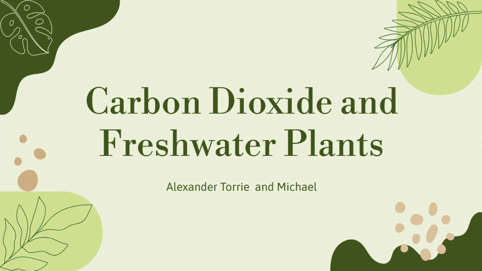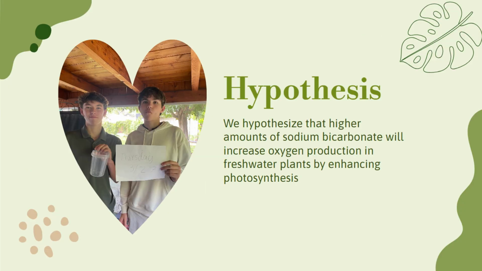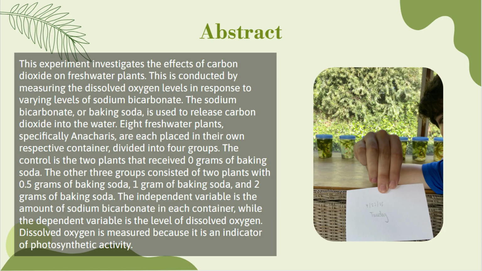Our project is the effects of carbon dioxide on freshwater plants. We hypothesized that higher amounts of sodium bicarbonate will increase the oxygen production in the freshwater plants. We conducted this experiment by measuring levels of dissolved oxygen in response to varying levels of baking soda, or sodium bicarbonate. We use baking soda because it raises carbon dioxide levels in the water with the goal of improving photosynthesis.